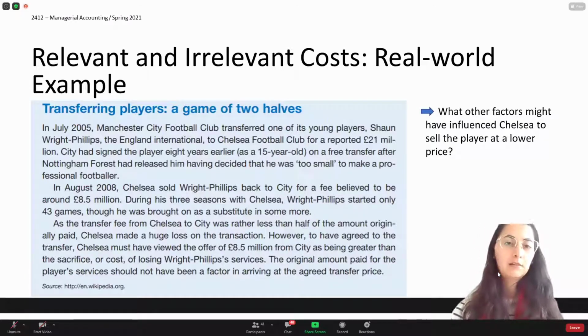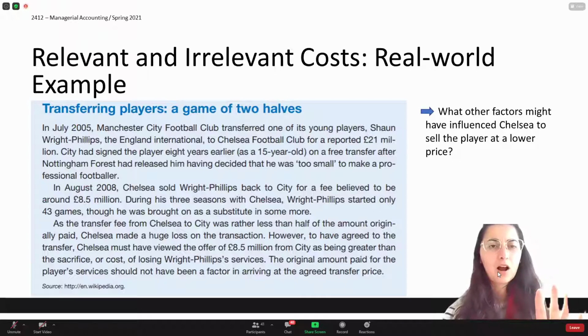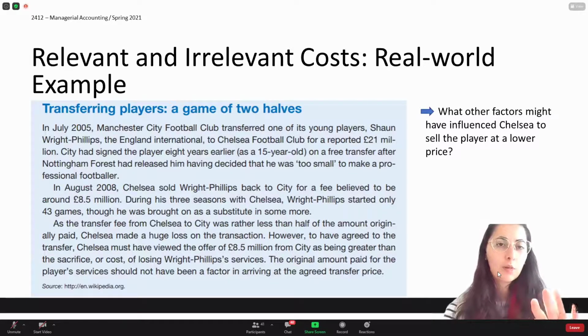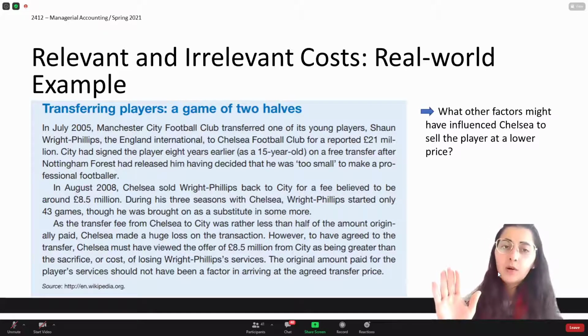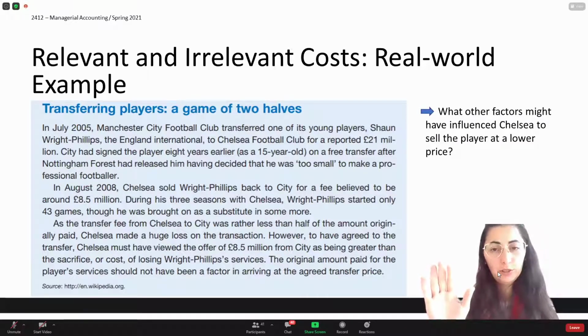So probably they see that the costs that they will incur if they keep the player are higher than the benefits that they will get. So if they have the decision, should we sell the player now for 8.5, or should we keep the player? If we sell the player, we will stop incurring costs with salary, etc., and we will receive the 8.5. And if we keep the player, we will not receive the 8.5. Now we will be paying the salary and have the costs with maintaining the player during the future, and we might have revenues if we keep the player.